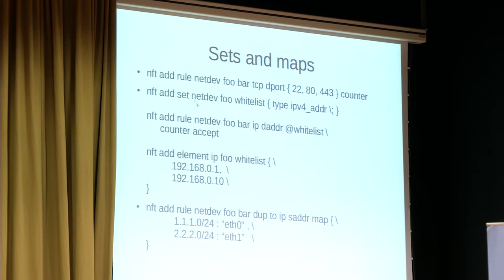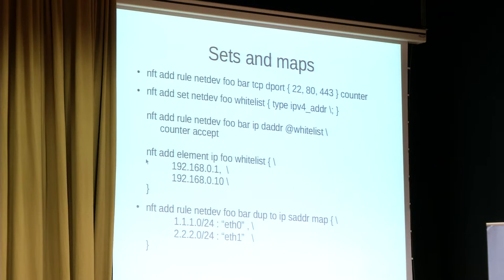we are adding a rule to the netdev family, foo table, sorry, a bar chain, and then the destination address is what is contained. This add means take what is contained in this set declaration, in the whitelist set declaration. Then we have this counter increment, and then we are selecting the packet.